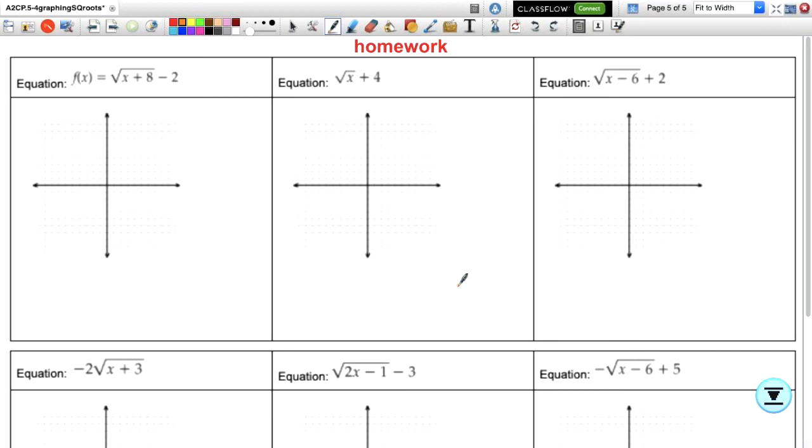Please take some time and really think through making these 6 graphs. Each one, the easier ones will each be worth 1 point, and then the harder ones will be worth 2 points apiece.